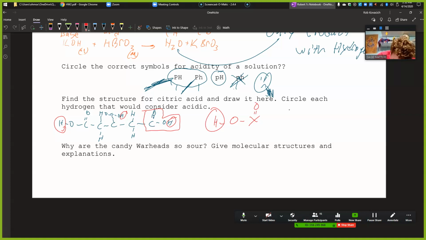Okay, so what do we got for this Warheads thing? What did you find? Malic acid and citric acid have a lot of H plus ion possibility, and there's a high concentration of the acids on each candy. They also have ascorbic acid, or vitamin C.